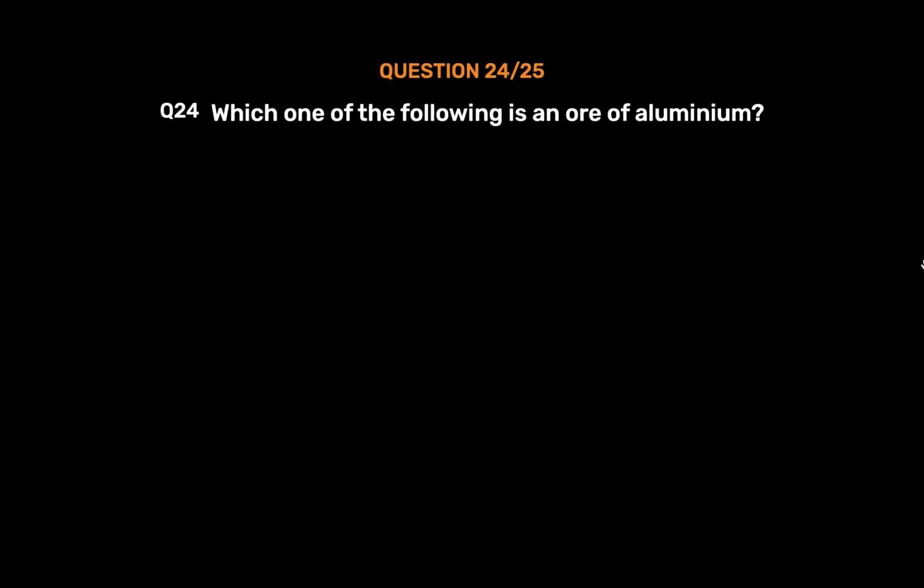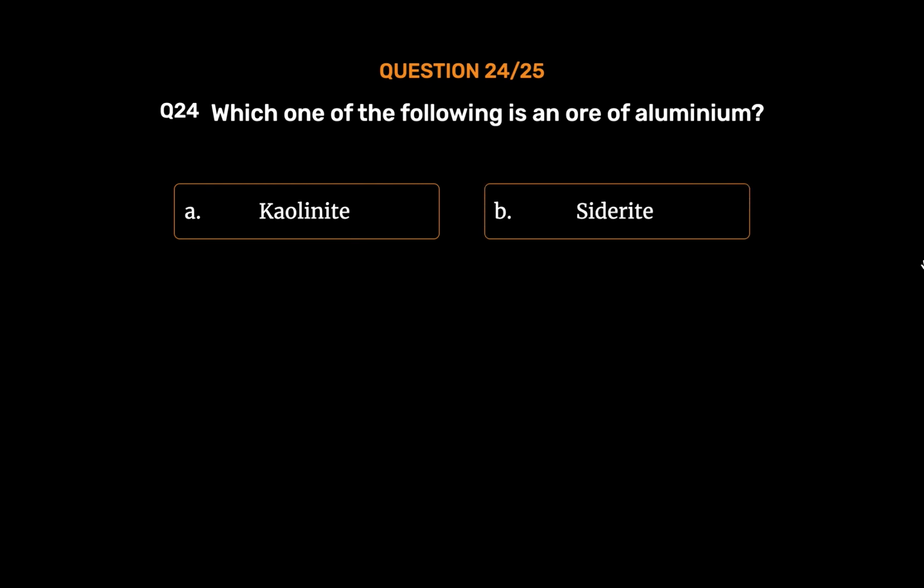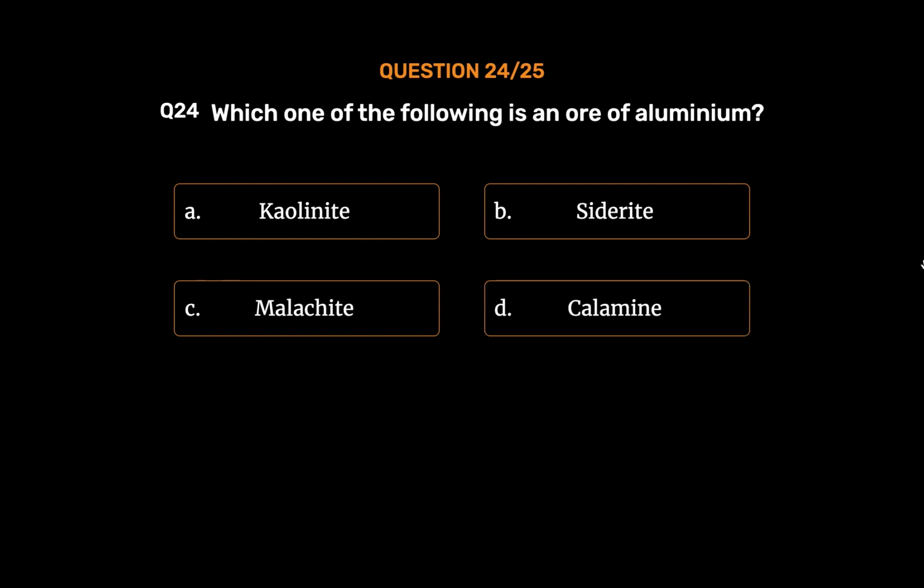Question number 24. Which one of the following is an ore of aluminium? Option A, kaolinite. Option B, siderite. Option C, malachite. Option D, calamine. The correct answer is option A, kaolinite.